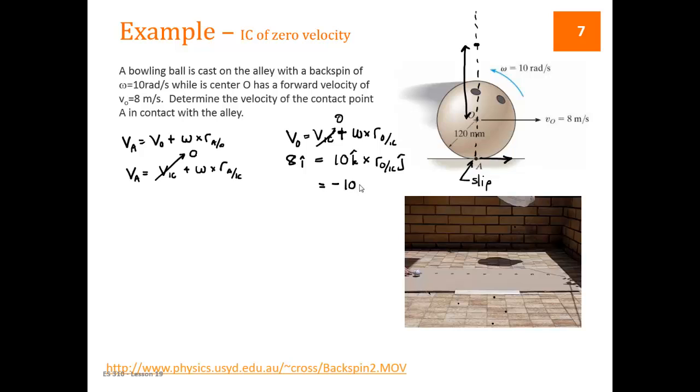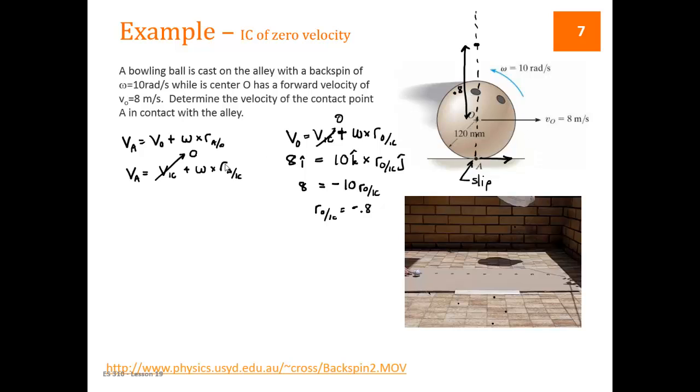So positive K crossed into positive J gives us negative I. Fingers coming out of the page, bent to the positive J, so up direction, thumb points to the left. So negative 10 times ROIC is equal to 8, if we're just looking at the I hats. So ROIC is equal to negative 0.8. So we start at IC, we go to O, we go downwards, that's 0.8.